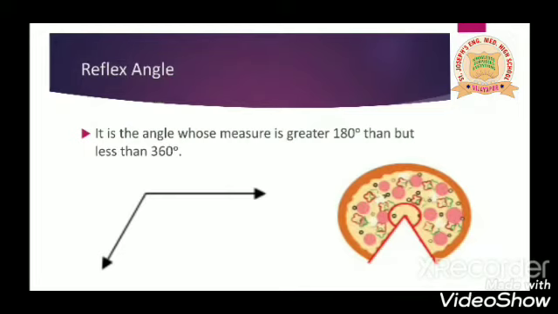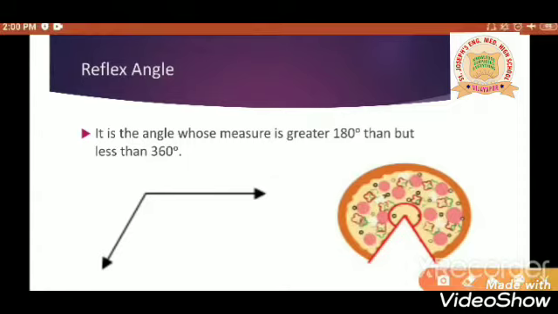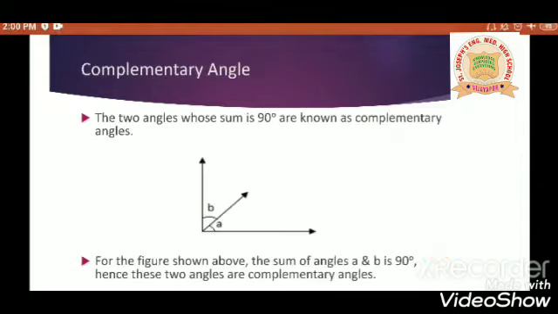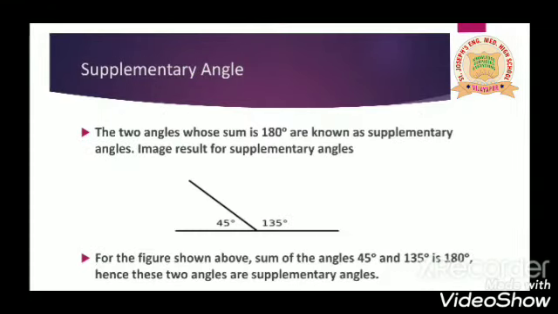So it is an angle whose measure is greater than 180 but less than 360 degrees. That kind of angle we call a reflex angle. If the angle is equal to 360, it is called a complete angle. Now here, this reflex angle is less than a complete angle and greater than a straight angle. Therefore, the angle whose measure is greater than 180 degrees but less than 360 degrees, you call it a reflex angle.